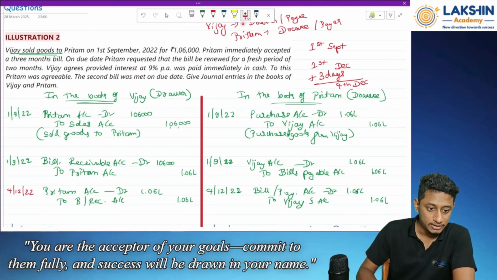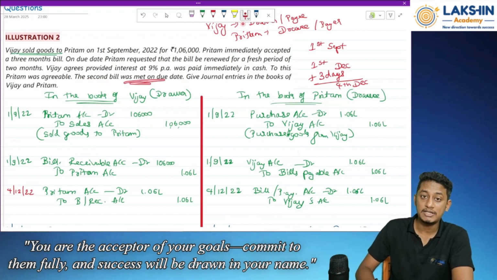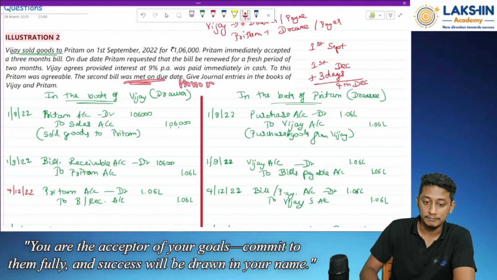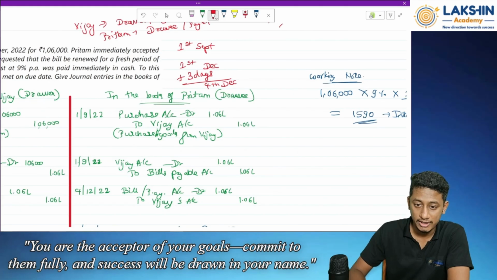So at the end, the second bill was met on the due date. That means it was honored. Now tell me the due date. See, the bill was created on what date? 4th of December. For how many months?